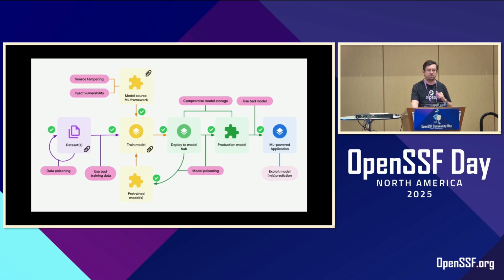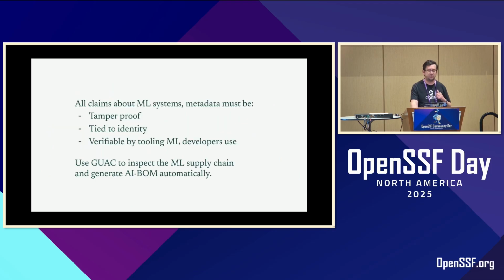OK, in the future, we want to get into a state where we sign both datasets and models, and we verify everything together. Basically, summarizing, we want all claims about ML systems and metadata to be tamper-proof, tied to some identity, and verifiable by tooling that ML developers use. And if we reach this state, we can use GUAC to actually build AI BOMs automatically. We can inspect the ML supply chain immediately in case of incidents and so on.